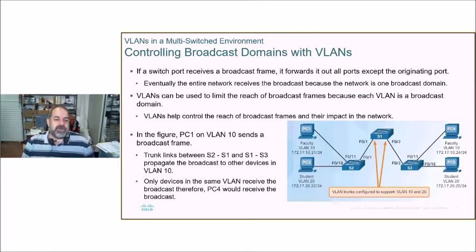So a way to control broadcast domains is by creating VLANs. If a switch port receives a broadcast frame, it forwards it out all ports except the originating port. Eventually, the entire network receives the broadcast because the network is one broadcast domain. With VLANs, traffic will not go from one VLAN to another, so that broadcast will not see every host. It will only see the hosts on the same VLAN. And so VLANs can be used to help control the reach of broadcast frames and their impact on the network. Because you don't have to buy extra hardware to create these extra VLANs, you can have smaller subnets and there will be fewer broadcasts anyway.